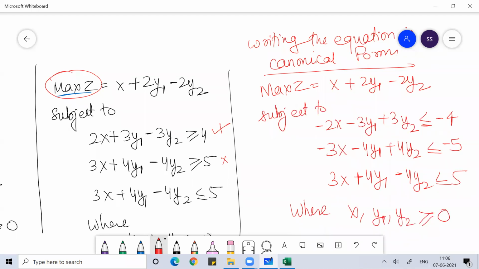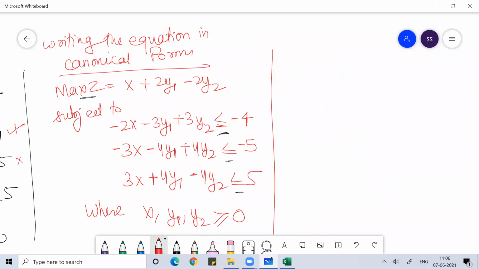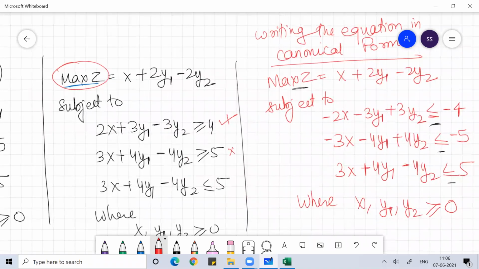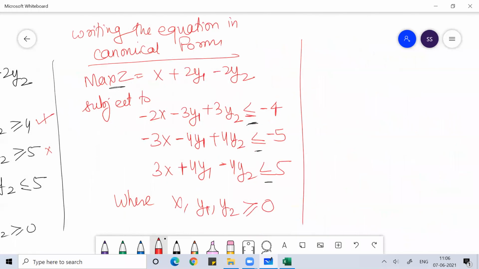Now you can see they are in canonical form. Your objective function is maxima and your constraints are all less than or equal to. I hope you understood this. So now, how many constraints do I have? I have 3 constraints. So I introduce three decision variables for the dual form.